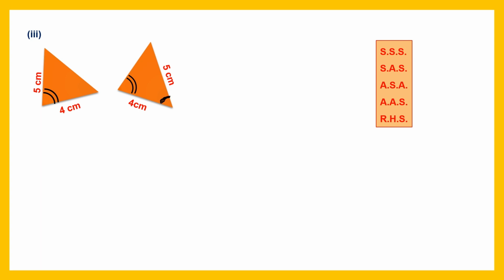But the angle that is equal to this angle has come here. So we don't have an included angle. We have two sides, but we don't have an included angle here. So these two triangles are not congruent.